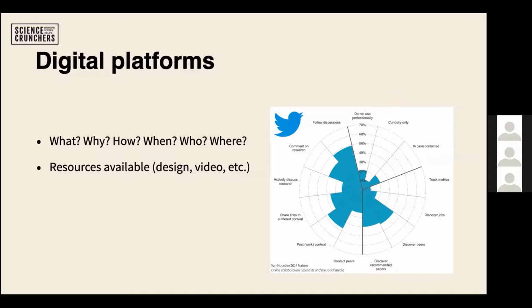So basically here we see that scientists use Twitter a lot to follow discussions, also to post and work content, to discover content from their peers and novelties that they have published, to discover recommended papers. And so if your goal is to communicate to scientists and to peers, definitely Twitter is the social media platform you should use.